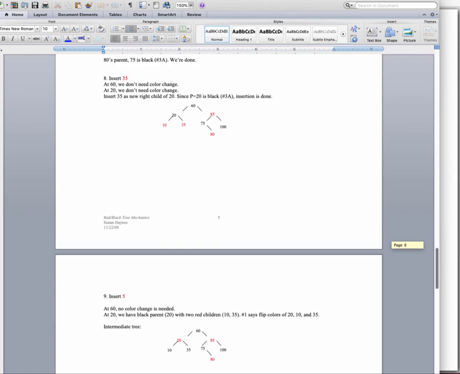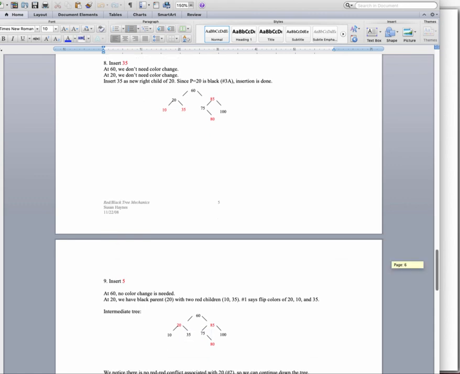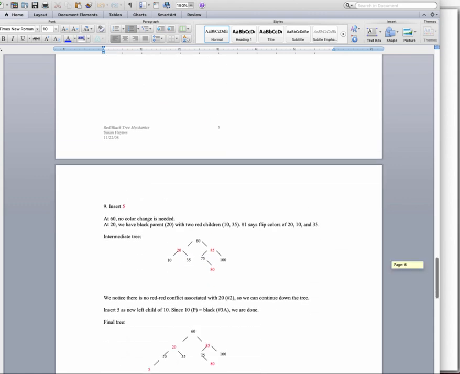So now I'm asked to insert a 5. And we can see I'm going to come down here, and you can see already what we've done is we have inverted the colors. I got over to the 20, the black 20 with the two red children, and I inverted the colors. So I now have a red 20, two black children, and now I can come down and I can insert the 5, which is exactly what I've done right over here.